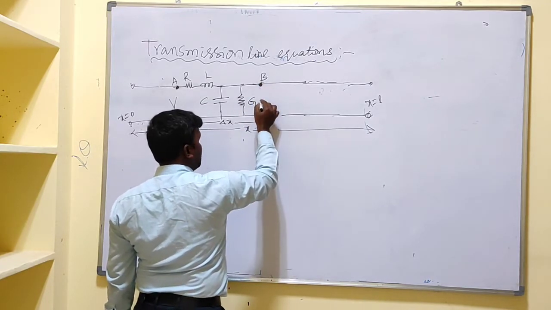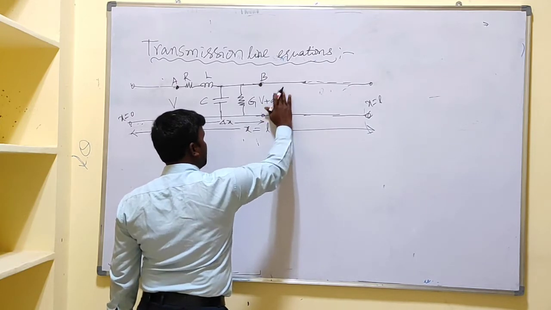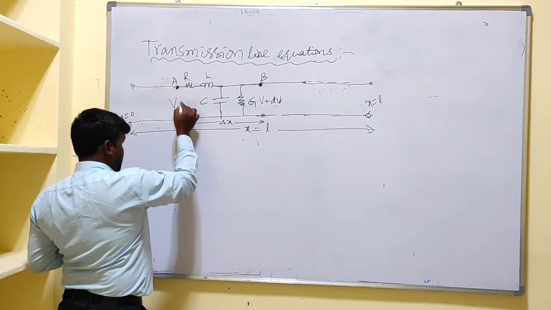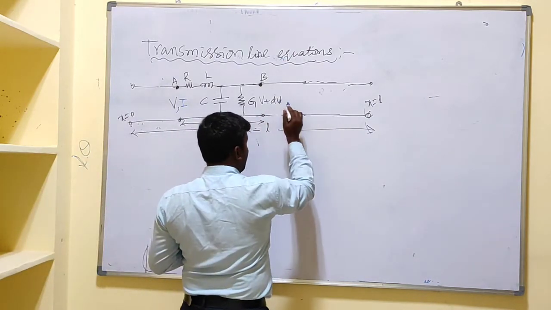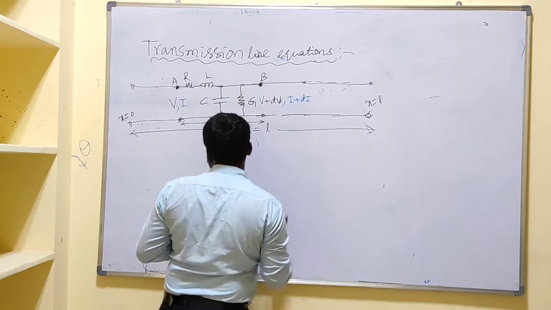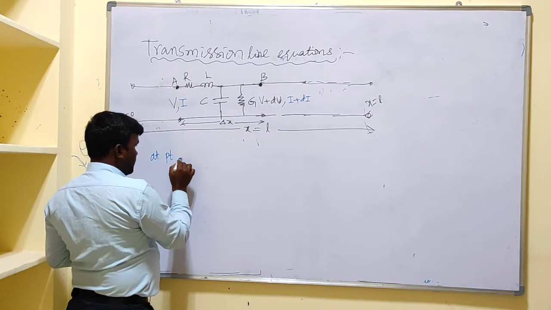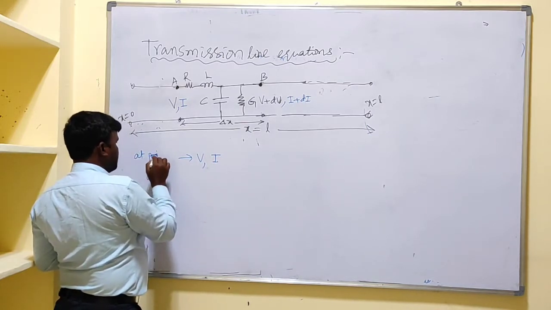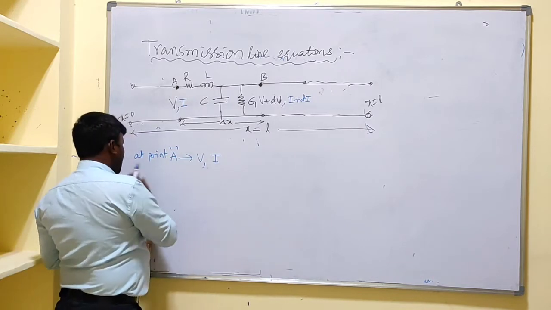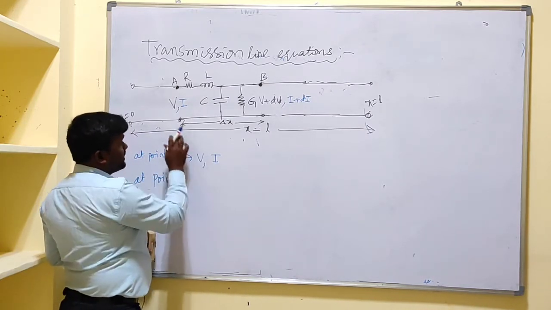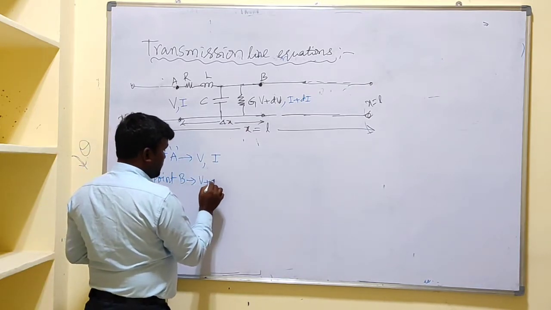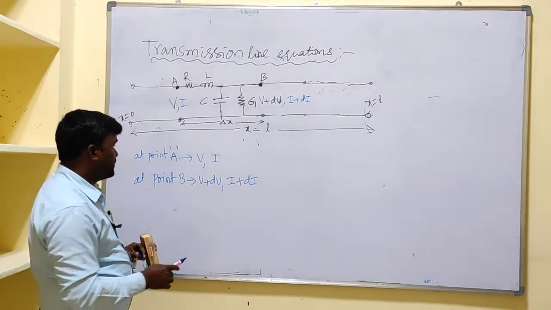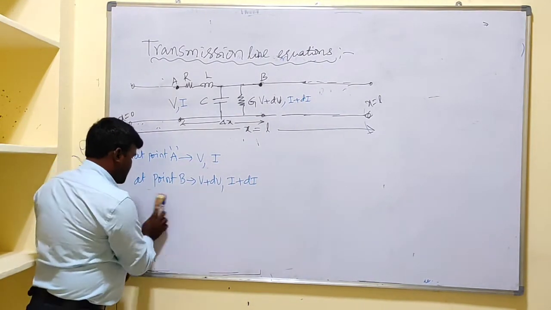Let us assume at point A voltage is V, and at point B there exists some potential difference between point A and point B. Let us assume at point B it is V plus dV. For point A, the corresponding current is taken as I, and for V plus dV, the corresponding current can be taken as I plus dI. That means at point A, voltage is V and current is I, and at point B, V plus dV, there exists a current difference, that is I plus dI.